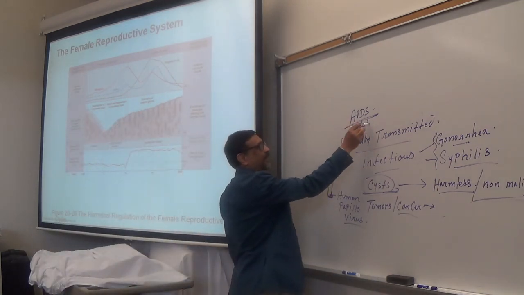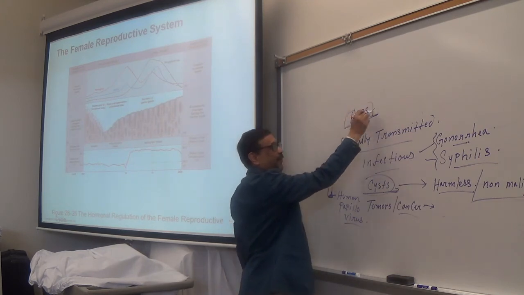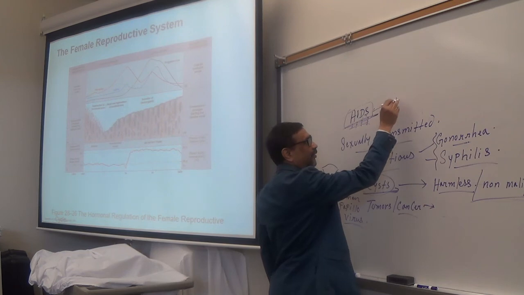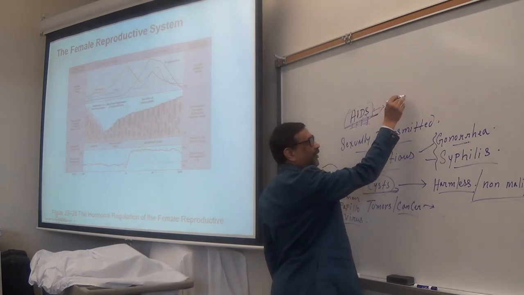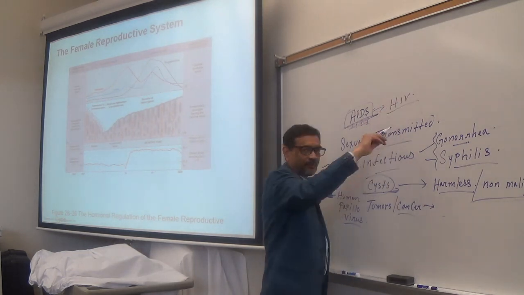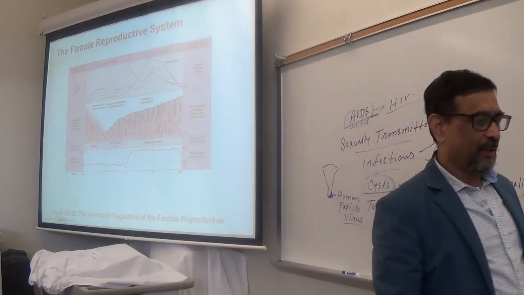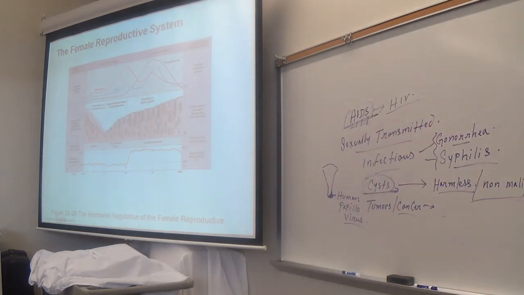So AIDS, acquired immune deficiency syndrome, and the name of the virus is what? You all know. HIV. Okay. That is transmitted through the genes, DNA, so it's just very difficult. It goes from parent to offspring.